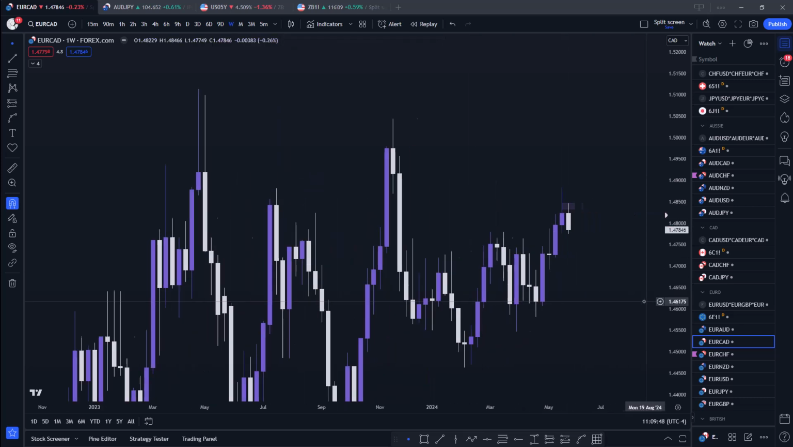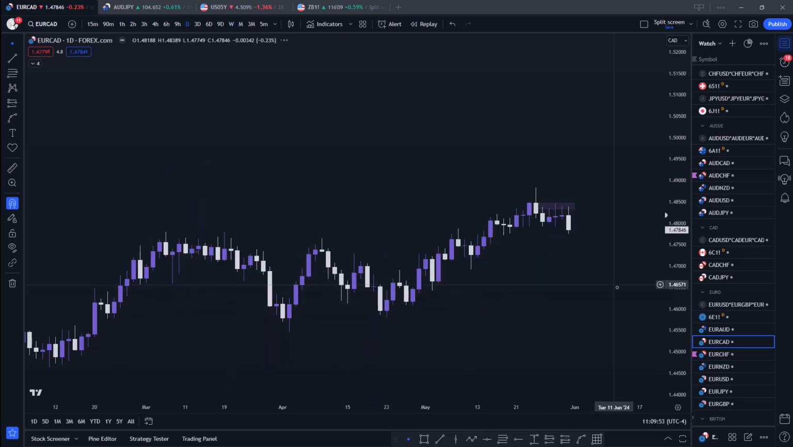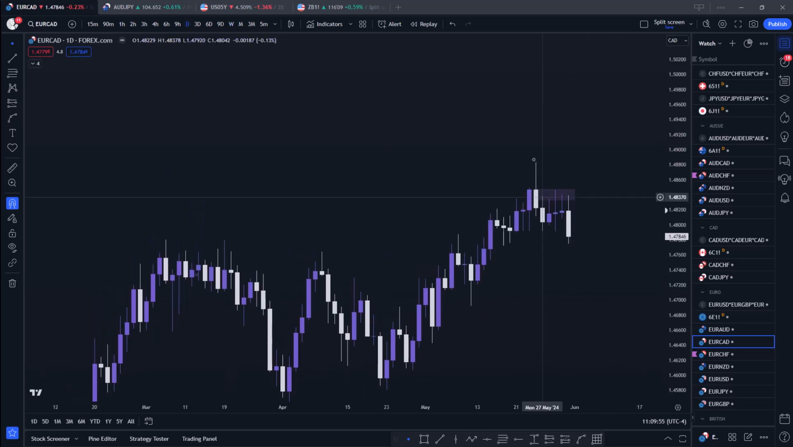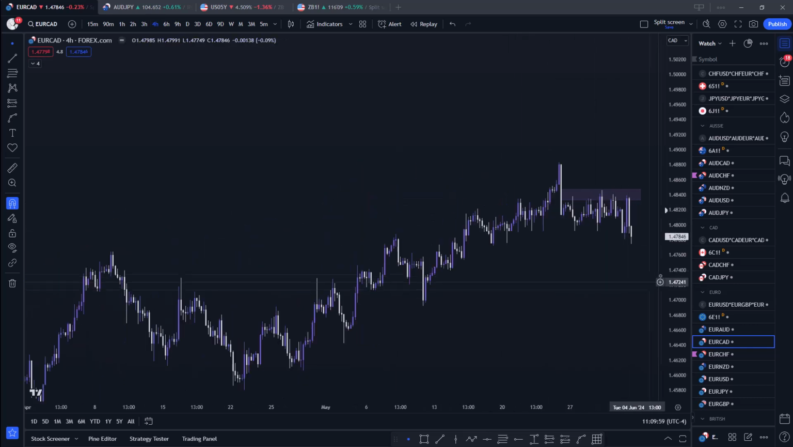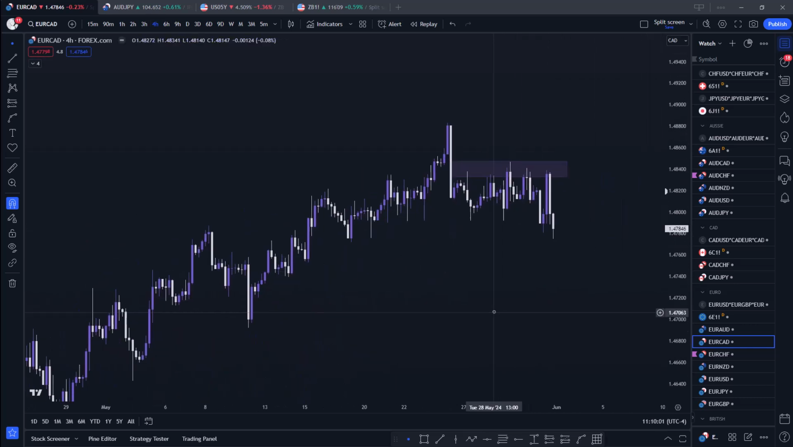Remove that line. Weekly, I don't see anything clear. Daily, I don't see anything clear. I wonder what this is. It's probably on an hourly chart. Oh, it's this area on the 4 hour.